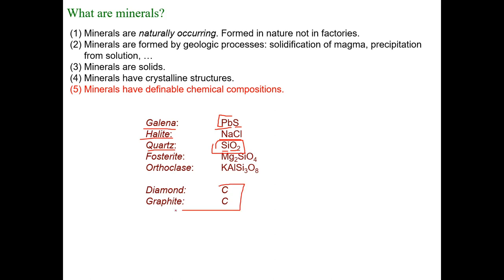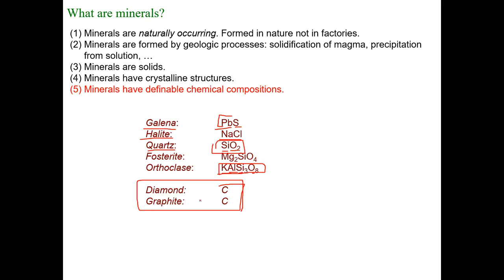Diamond and graphite both have a composition of C, carbon. Orthoclase, a very common mineral, has a chemical composition of potassium, aluminum, 3 silicon atoms with 8 oxygen atoms, KAlSi3O8. Anyway, you have to be able to write a chemical formula that defines a mineral. Every mineral has a chemical formula.